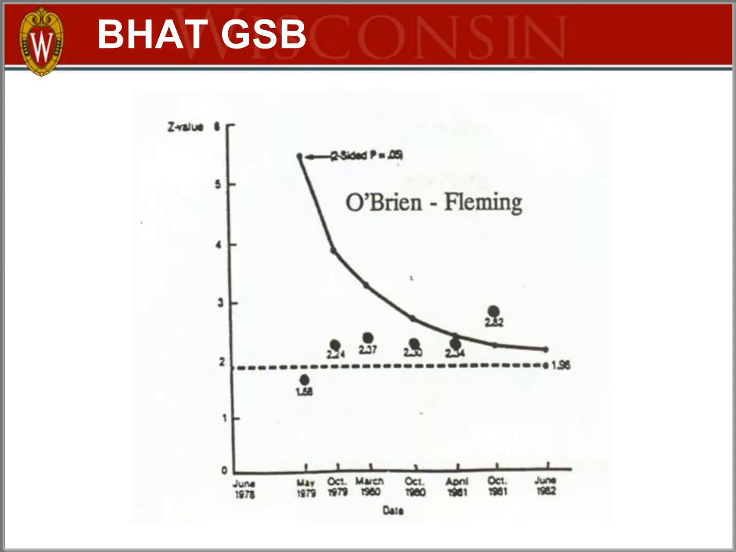What I've depicted here is the essence of the sequential design. What's plotted here is calendar time from late 1978 up to 1982 on the horizontal axis. On the vertical axis is the standardized test statistic. The dashed line represents the level of the test statistic that would be typically associated with a p-value of less than 0.05. That test statistic would be 1.96 or larger.